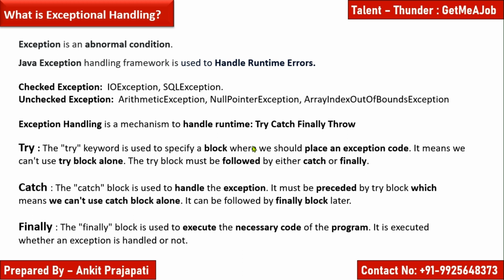If you are not aware of try catch, let me just tell you a few of the exceptions that we have: the checked exception and the unchecked exception. Input output exception is normally called a checked exception. Unchecked means arithmetic, null pointer, array index out of bound. Those kinds of exceptions fall under the unchecked exception list. So those are the two types of exceptions.